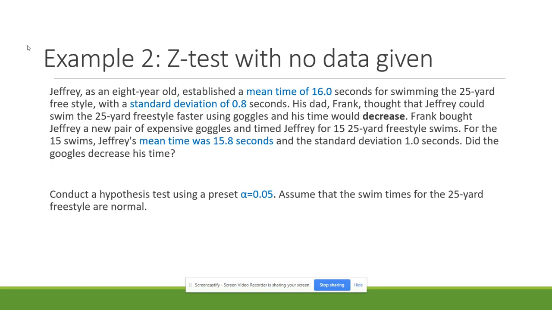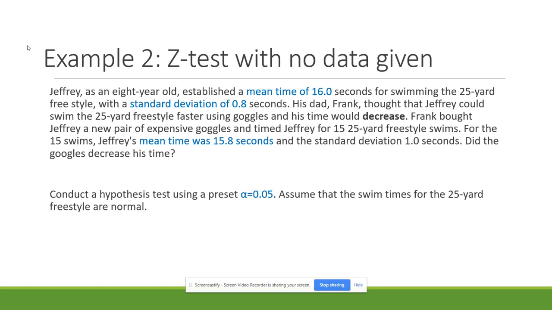So I know I have a population mean, which is 16. I know I have a population standard deviation, which is 0.8. And you might be like, how do you know that? I know that because I'm given a sample. If I go later in the problem, I'm given a sample. And they told me that the sample had 15 swims, which is my sample size, a sample mean of 15.8, and a sample standard deviation of 1.